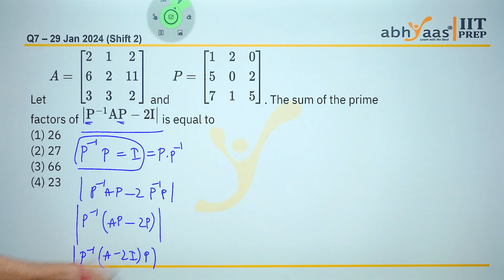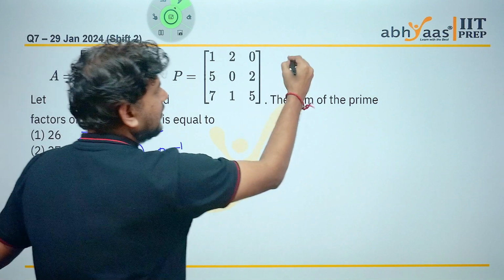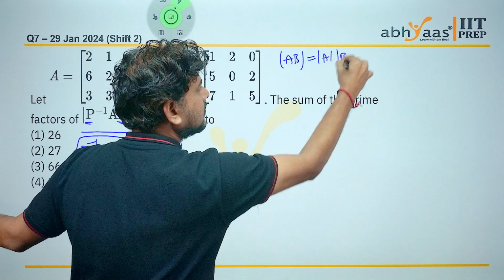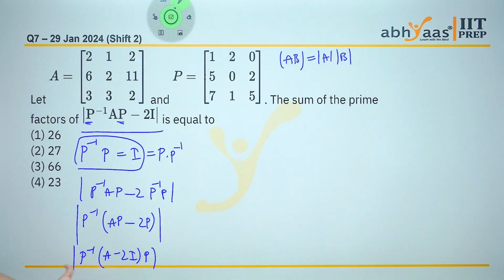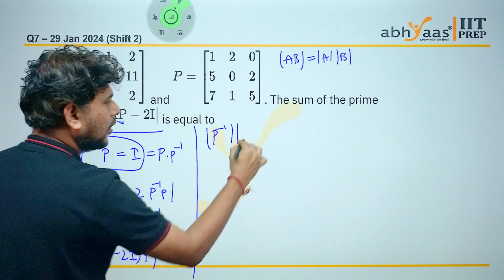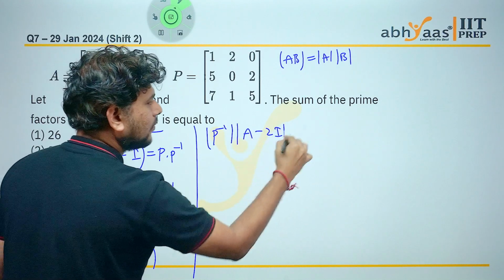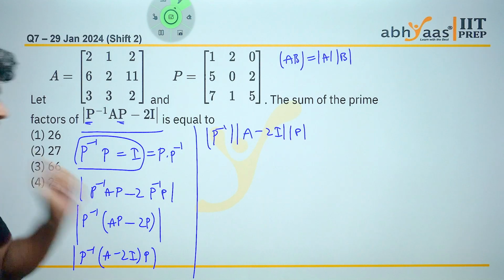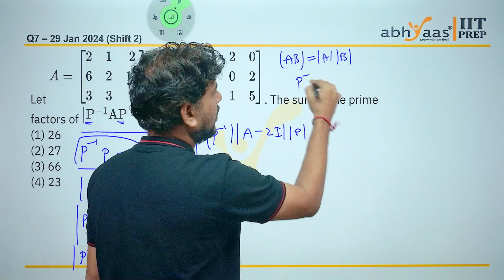Why I? Because this is a matrix, not values. So that will be 2I. We have a property where mod of AB is equal to mod A into mod B. Right? So by applying this, we will get mod P inverse, mod A minus 2I, mod P. This is a thing you have to know.